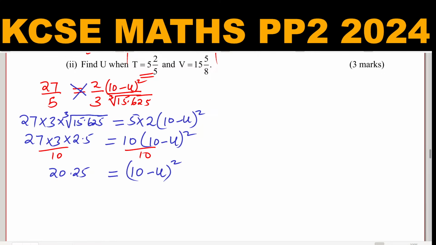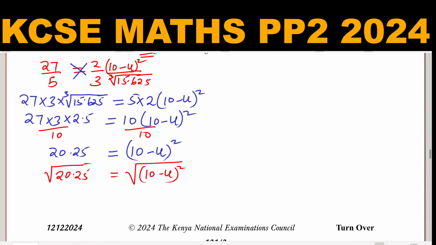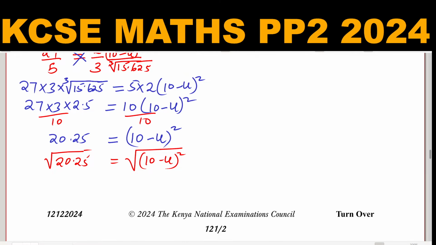So at this stage now, remember we were looking for U, and looking at the right hand side, in order to get U, we can get the square root of both sides. So we get the square root of 20.25, and then on the other side we also get the square root in order to eliminate that square sign. So the square root of 20.25 will give us either positive or negative 4.5, and then for this one we remain with 10 minus U.